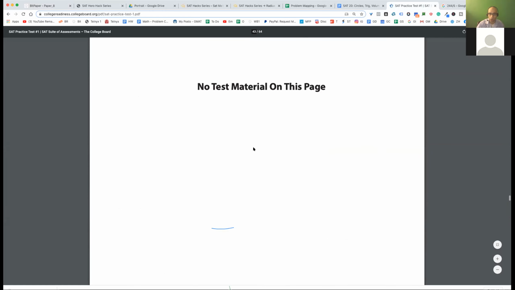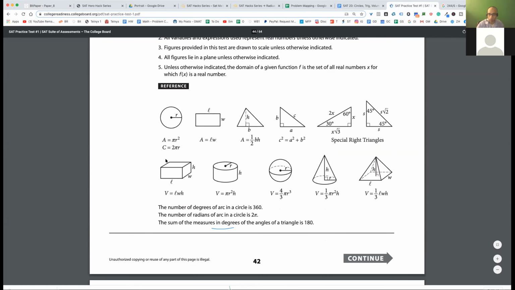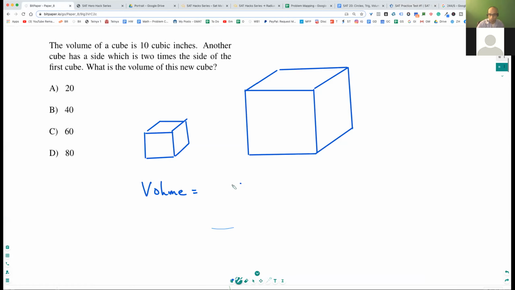All the volume formulas, by the way, are given over here. So the volume of the cube is equal to each side cubed. This side is S, this side is S, and this side is S, so the volume is S cubed. For a cube it's S cubed, and like LWH, exactly right. In this case, L, W, and H are all equal to S, so it becomes S cubed.